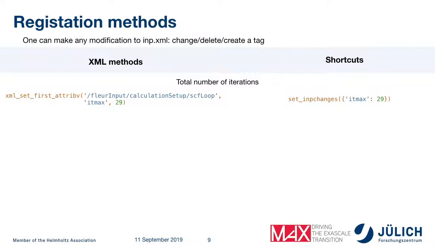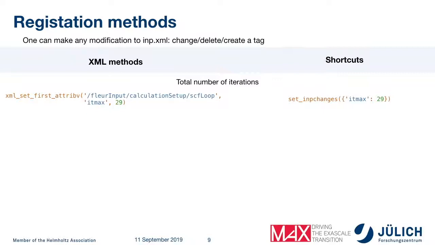And for this, we have, I would say, two types of methods. The first one is called XML methods. For this, you need to pass the full path of an attribute that you want to change. For example, if you want to change the total number of iterations that FLEUR does, you need to know where it is located, where the itmax is located. It will not work if you make a mistake in this path.